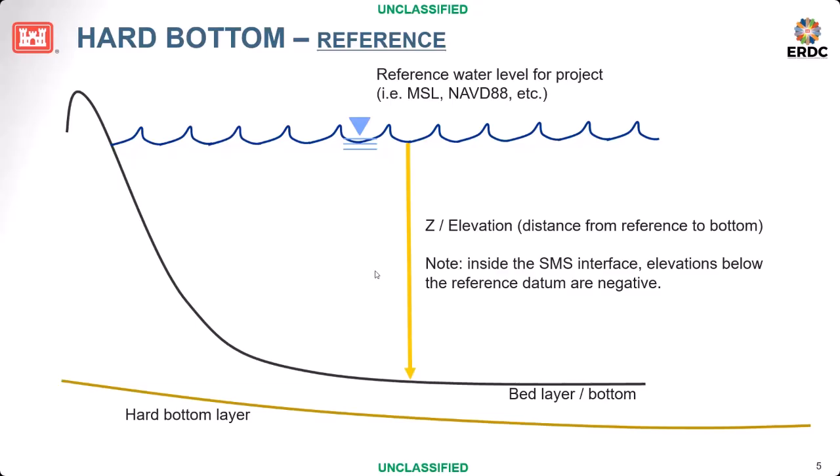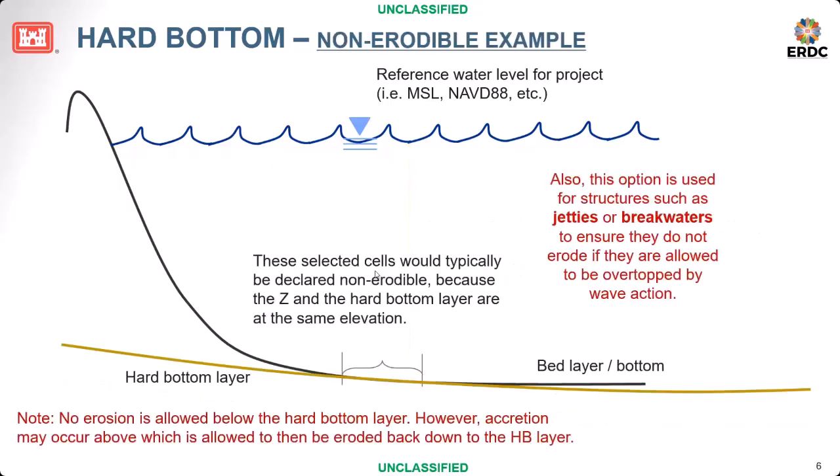And then this is that layer that we're trying to reference with these different tools and different abilities here. One of the examples I showed was a totally non-erodible example. That might be this situation where that hard bottom layer is right at the same level as the bottom of the sediment, and so you have that section there where they're actually overlapping.